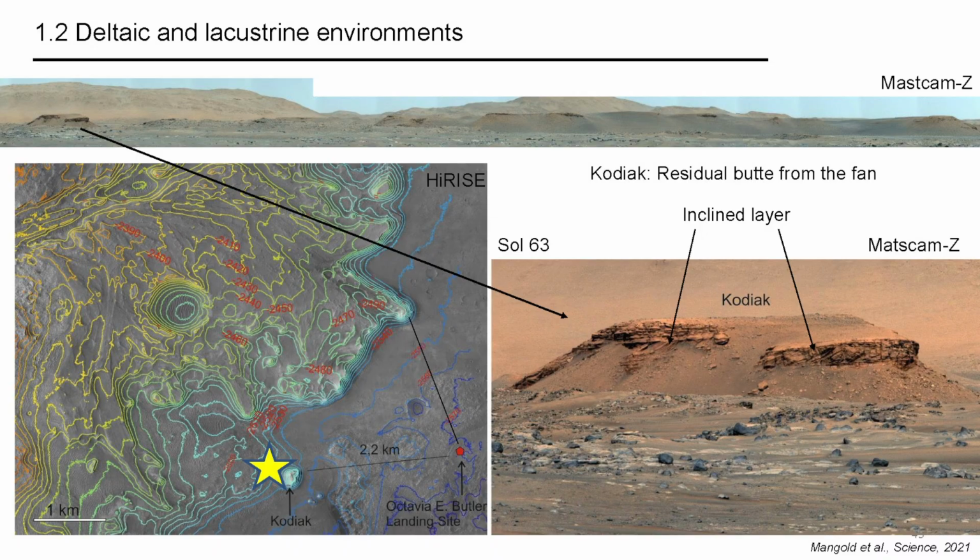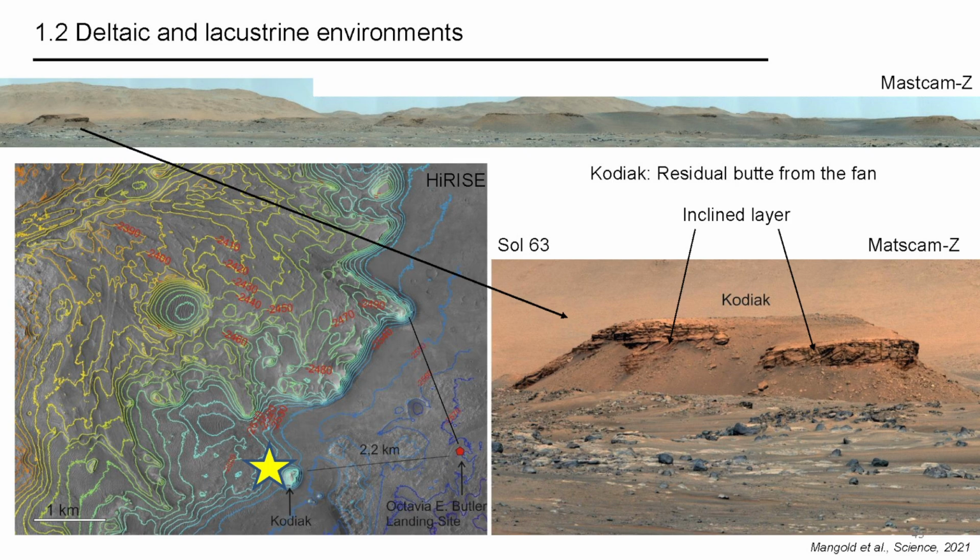This is the landing site. So this is a fan here. This image corresponds to Kodiak, a residual butte clearly associated with the sedimentary fan initially, but removed by erosion. On the image here, you can see Kodiak, and you can see the sedimentary fan all over the place here. And in the background, you can see the rim of Jezero crater, which is 1 kilometer high, so much higher than the sedimentary fan here.